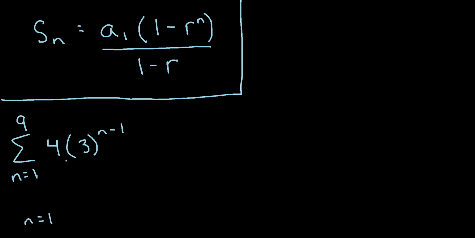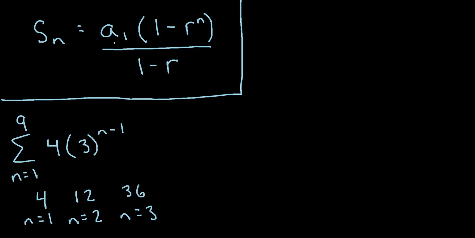If we plug in a 1 right here into this formula, we get 1 minus 1 is 0. 3 to the power of 0 is just 1, and we have 1 times 4, which is 4. So the first number in the series is 4. All right, let's find the second number in the series. If we plug in a 2 right here, we get 2 minus 1, which is 1. 3 to the power of 1 is 3, times 4 is 12. And let's do one more. Let's find the third value in the series. If we plug in a 3 right here, we get 3 minus 1 is 2. 3 squared is 9, times 4 is 36.